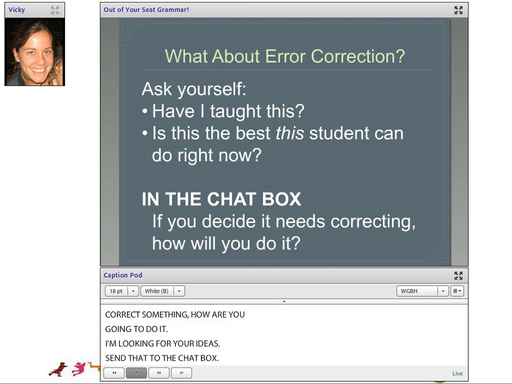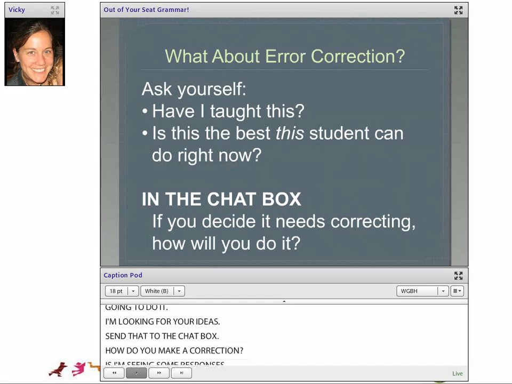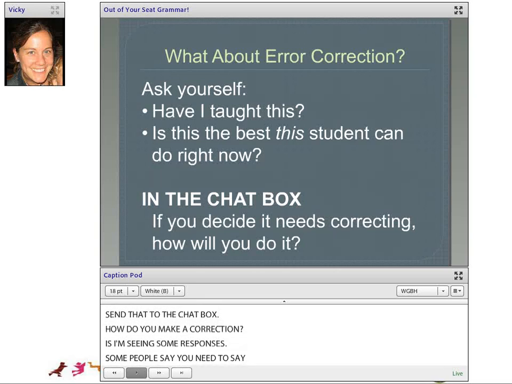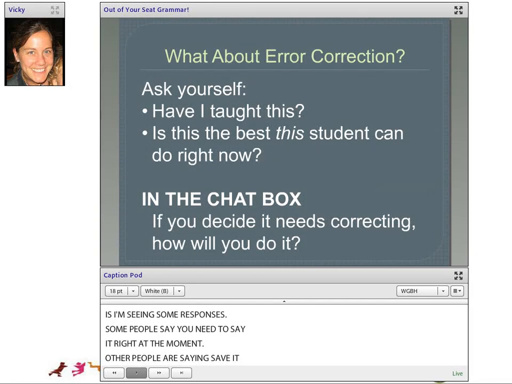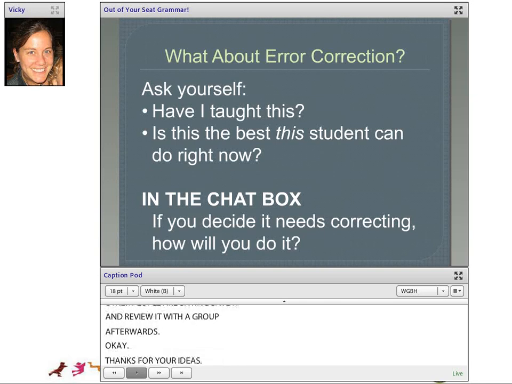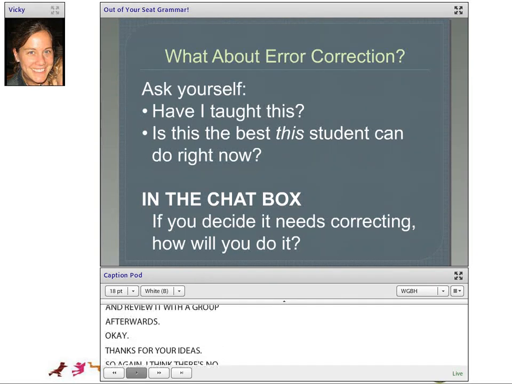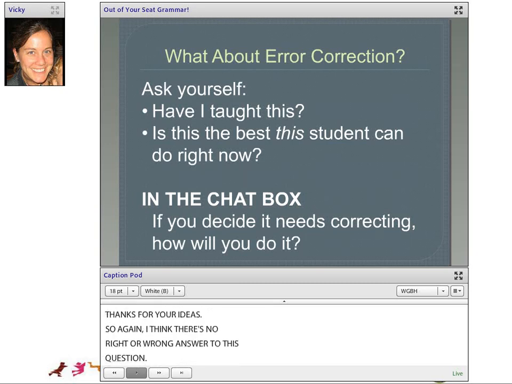I'm seeing some responses here. Some people say you need to say it right in the moment. Other people are saying save it and review it with the group afterwards. Okay, thanks for your ideas. So again, I think there's no right or wrong answer to this question. I think it is a judgment call. It depends on what the students are doing.